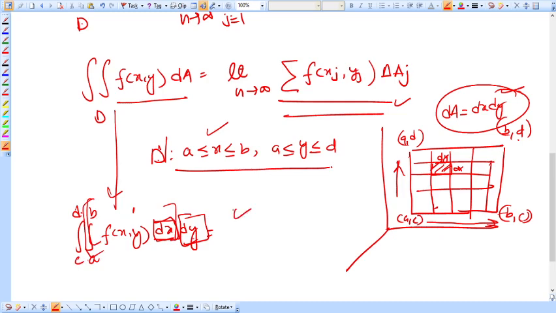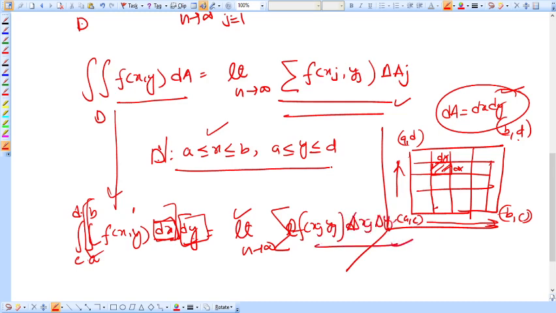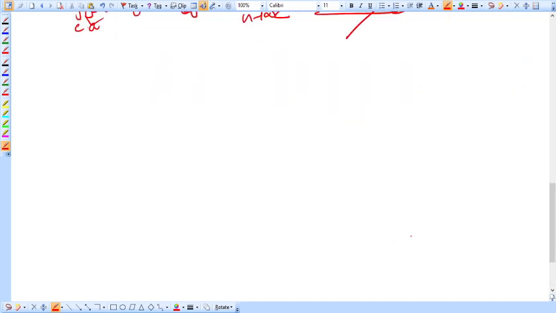So this is the double integral, and it is equal to the limit of the sum of f of xj yj delta xj delta yj in the case of the rectangle, and this scenario will be a bit different in the case of a region which is not a rectangle, right? So let us discuss the geometrical interpretation of the double integral, okay.